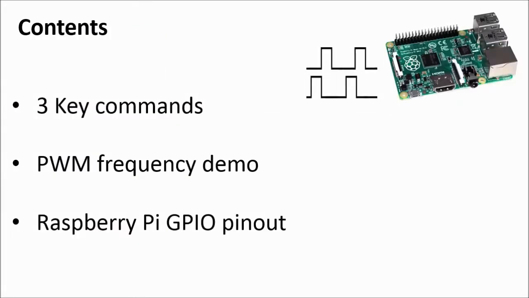I will first explain the three key commands to control the PWM settings of the Pi. Then I'll show you how to do that with a live demo at the command line. Finally, I will give a quick overview of the Raspberry Pi GPIO's pinout.